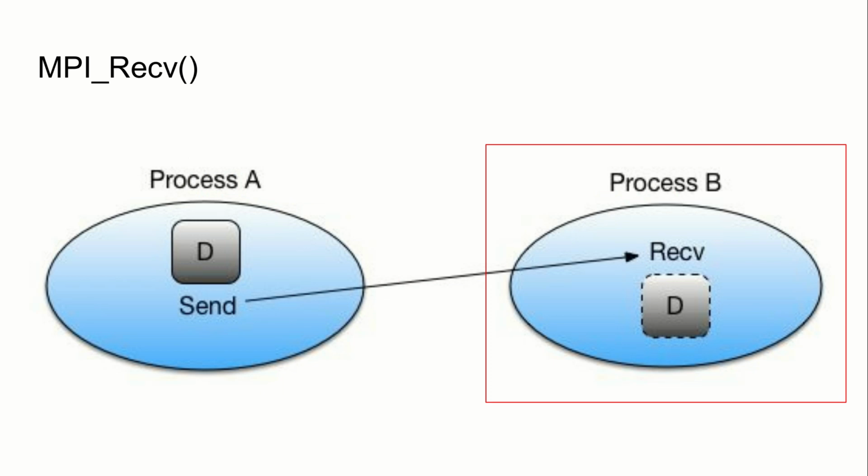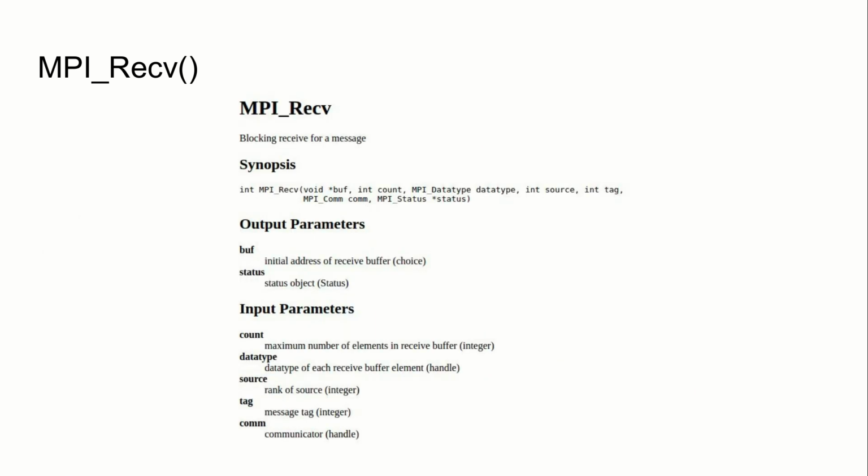On the other side, we have process B, and this process B wants to receive the message from process A. In order to do that, we need to call the MPI receive function inside of process B. Here we have the signature of this method, MPI receive, blocking receive for a message. And here we have the data buffer, the size of the data, the data type, the source, which is process A, the tag, the MPI communicator, and the status.